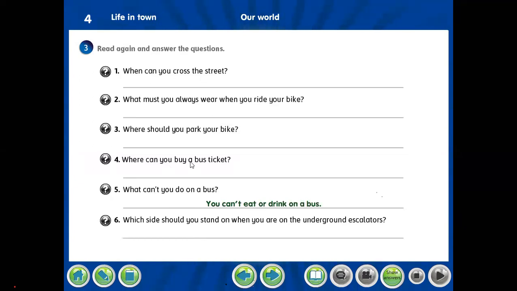Milagros, please, what number? Teacher, the number 3. Oh, no, sorry. The number 4. Okay. Where can you buy a bus ticket? You can buy a bus ticket at the underground. On the underground? But it's a bus ticket. Oh, sorry. In the bus station. Very good. Where can you buy a bus ticket? In the bus station. Or there is another option, no? With a bus driver. At the bus station or from the bus driver, the person who is driving the bus.